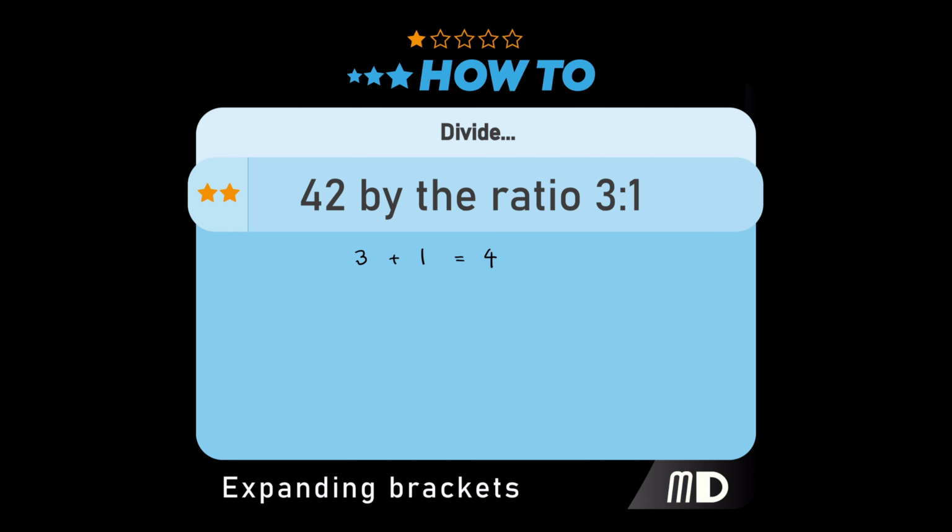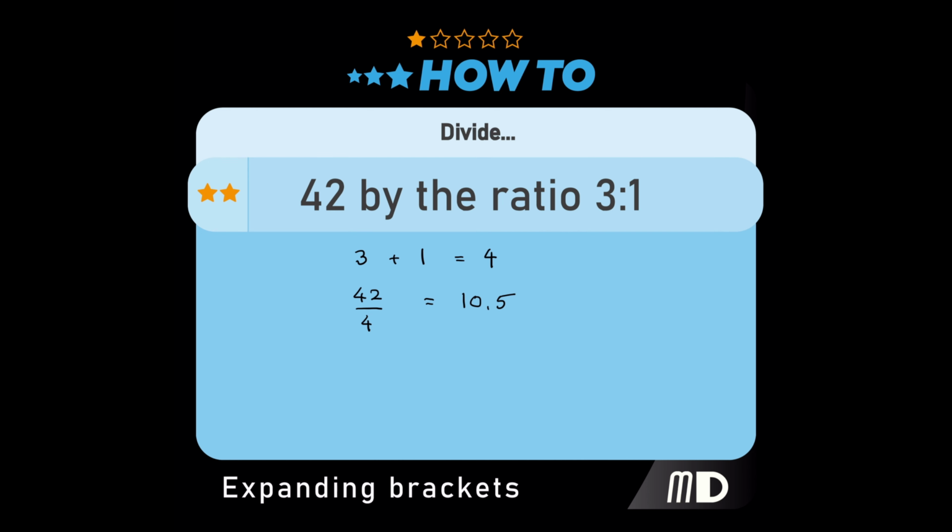Next, we need to divide the amount given to us, which is 42, by the sum of the digits in the ratio, which was 4. And 42 divided by 4 is equal to 10.5.